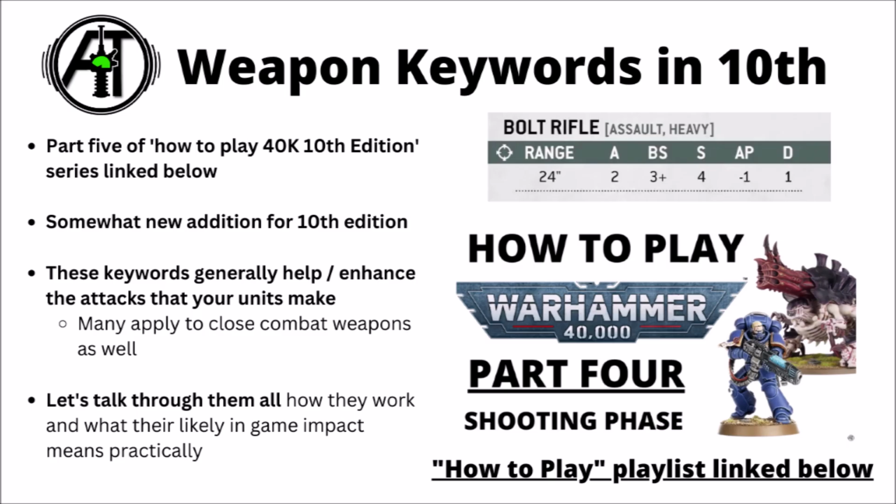Weapon keywords in Warhammer 40k are a bit of a new innovation of 10th. A lot of these rules have existed in various different forms, but often either written out on datasheets or at weird places in the core rules. Generally for weapons in the game they tend to follow the weapon name, as you can see on the bolt rifle profile here, which is listed as both assault and heavy.